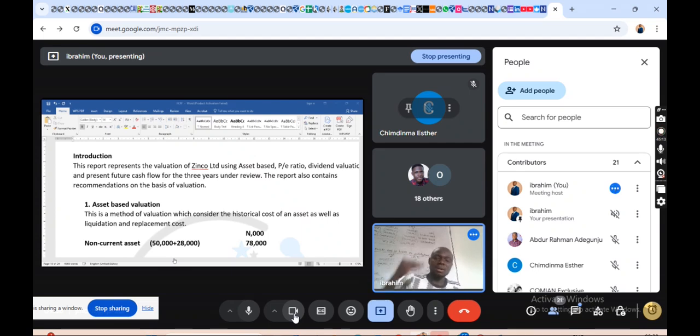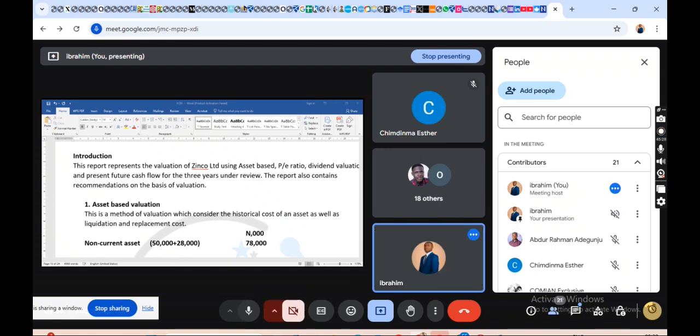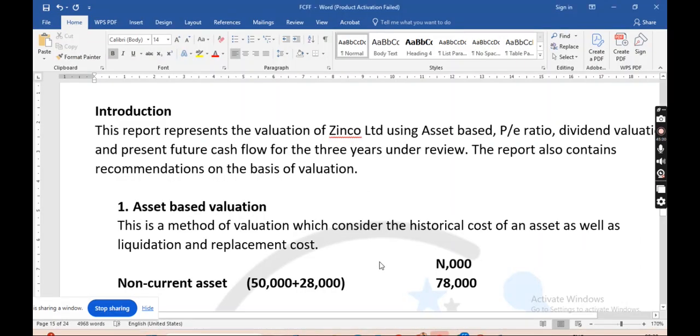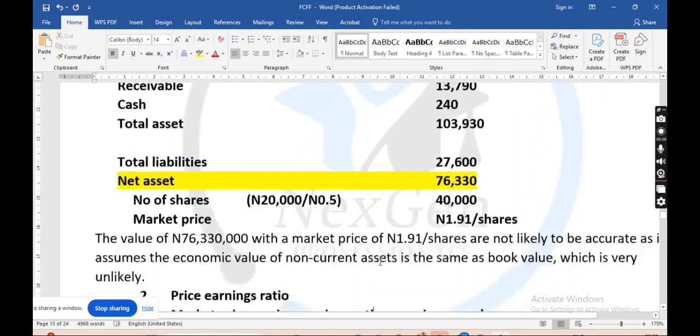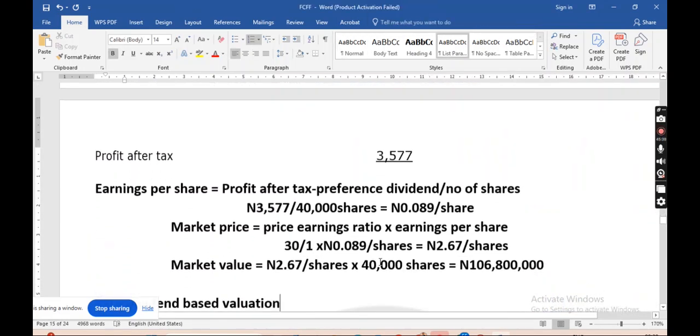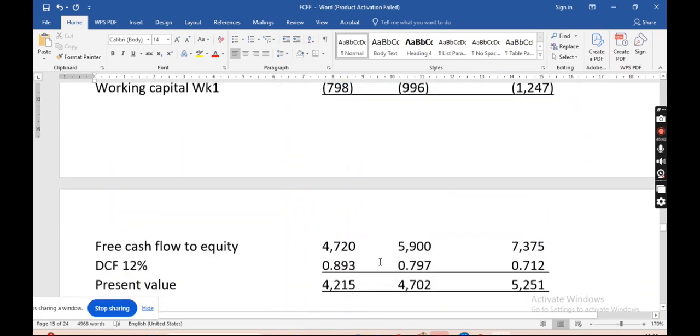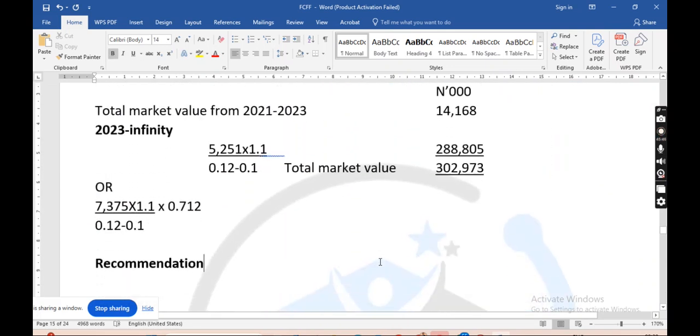Now, you can see Roman figure 1, you talk about asset-based. Roman figure 2, you talk about PE ratio. Roman figure 3, you talk about the dividend valuation method. The next thing, you talk about the present value of future cash flow. Now, recommendations, class. So now let's quickly recommend before we quickly move to another question. Before we go to another question, it is very important. At least we need to solve 3 questions. Recommendations.